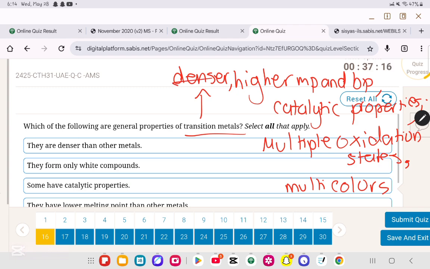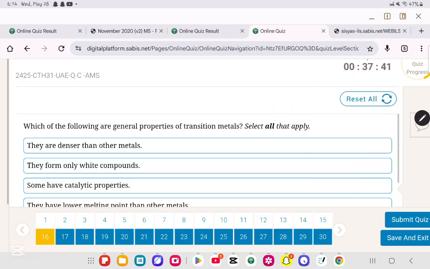Denser means they are heavier than other metals, higher melting point and boiling point than other metals. They have catalytic properties. They act as catalysts. For example, iron, multiple oxidation states. Again, iron, you have Fe2+ and Fe3+. Multicolors, again for iron, you have Fe2+ and Fe3+. Fe2+ is green and Fe3+ is almost brownish red.